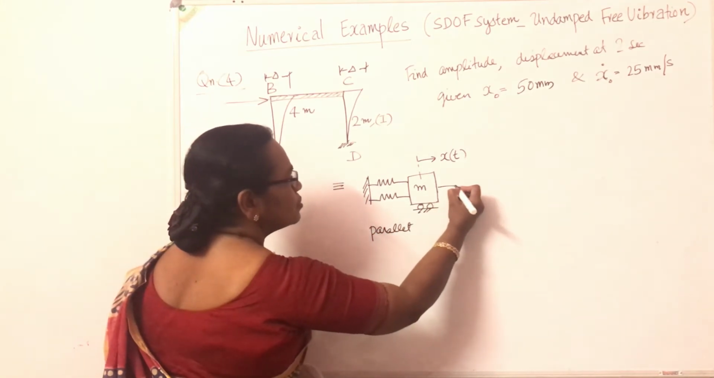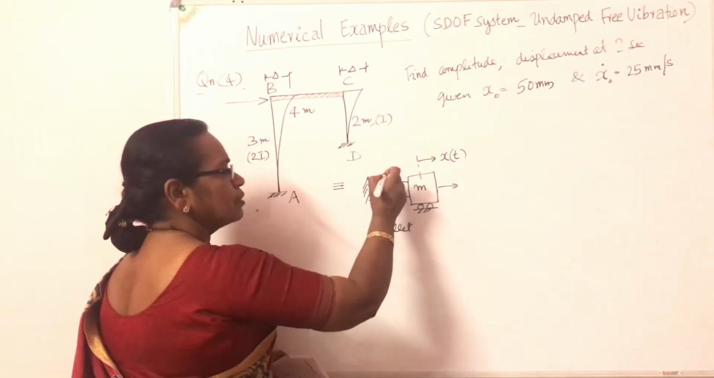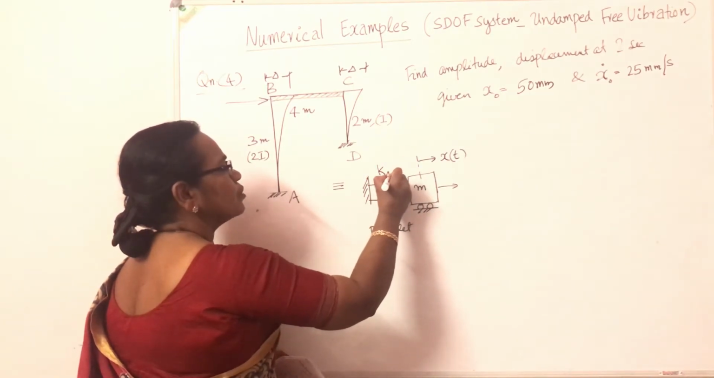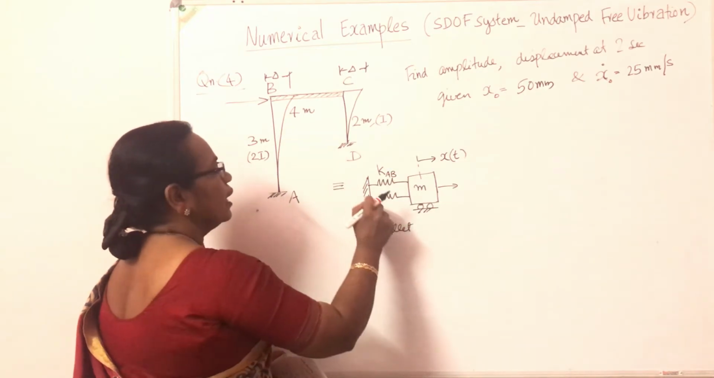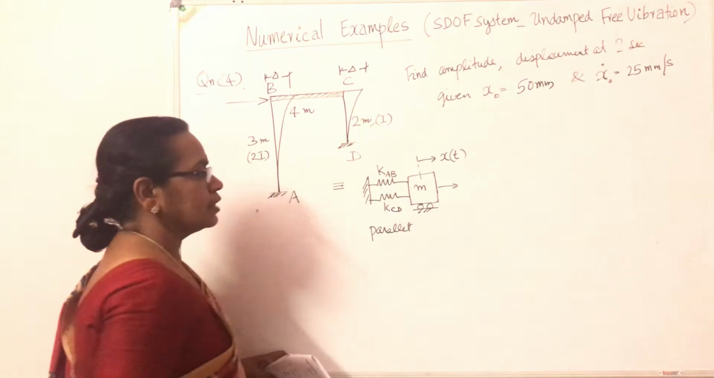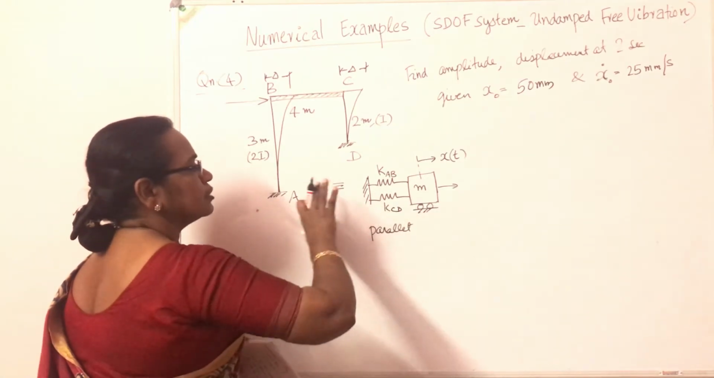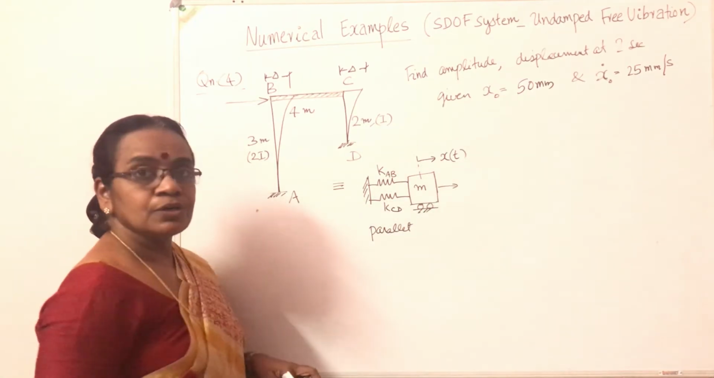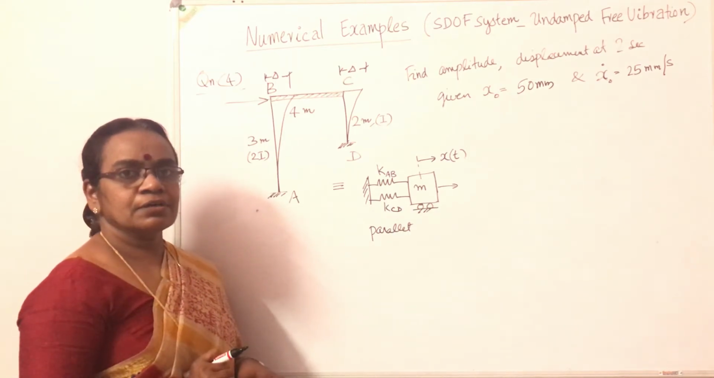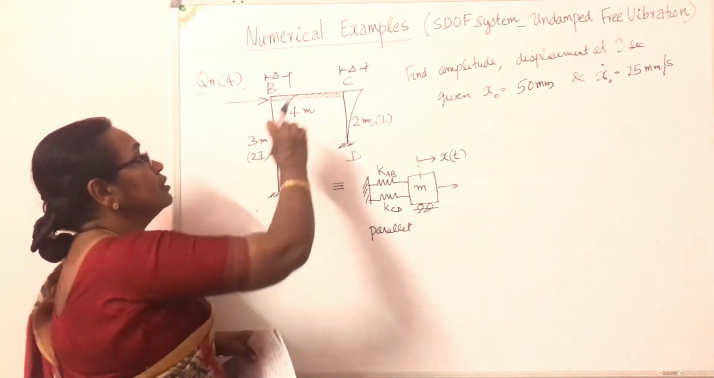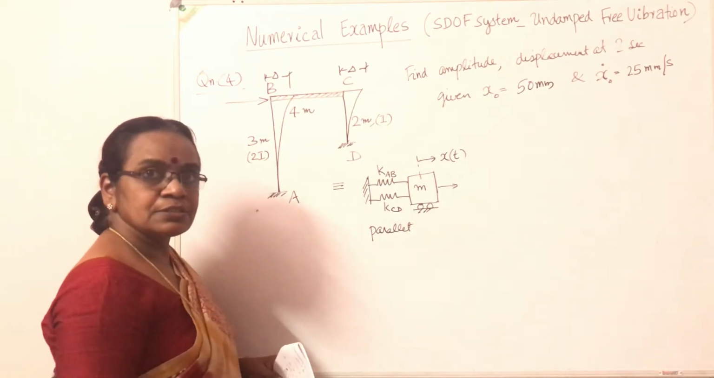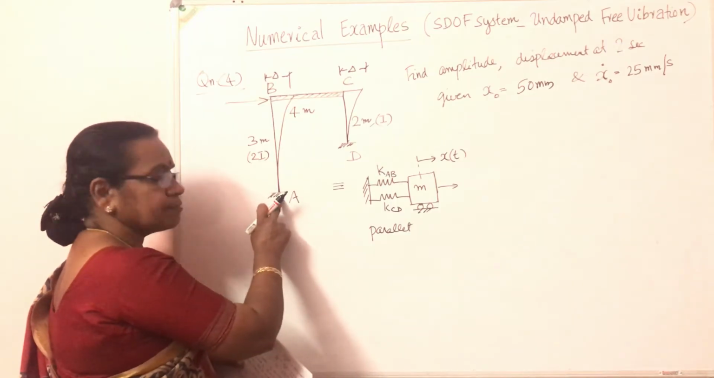When this mass moves in this direction, both springs will undergo the same deflection. One spring represents the stiffness of column AB and the other represents the stiffness of column CD. The mass is put on rollers so that only the horizontal, lateral vibration of the beam is considered. The beam is infinitely rigid. So this is the spring-mass idealization of this system. Now the column base is fixed.